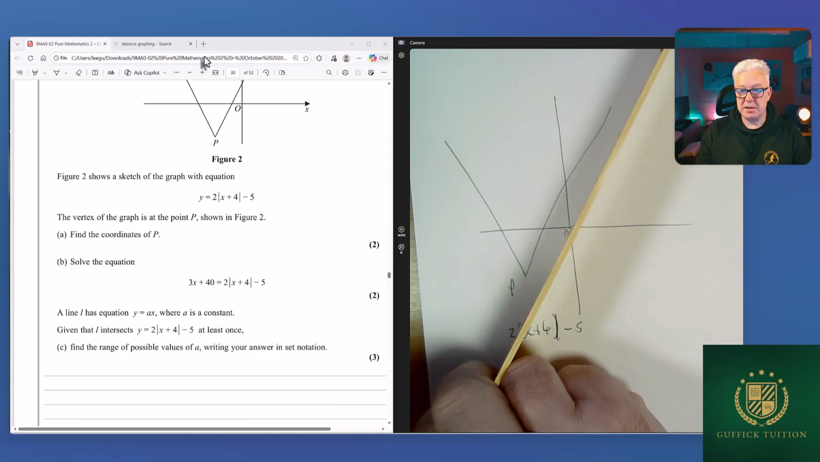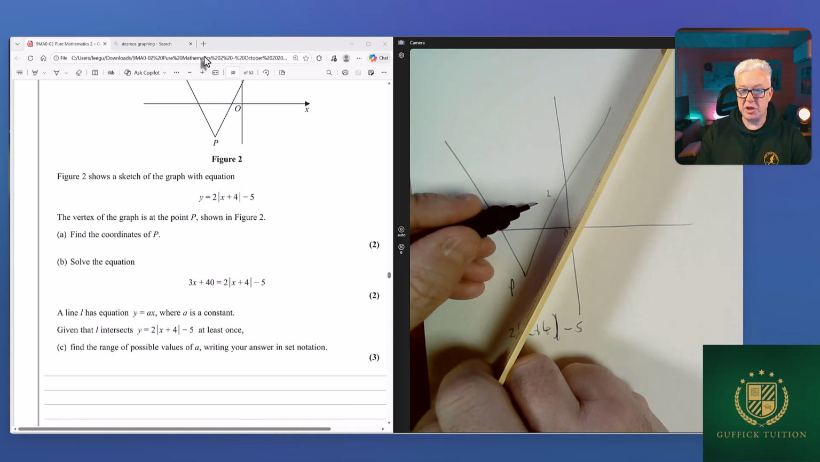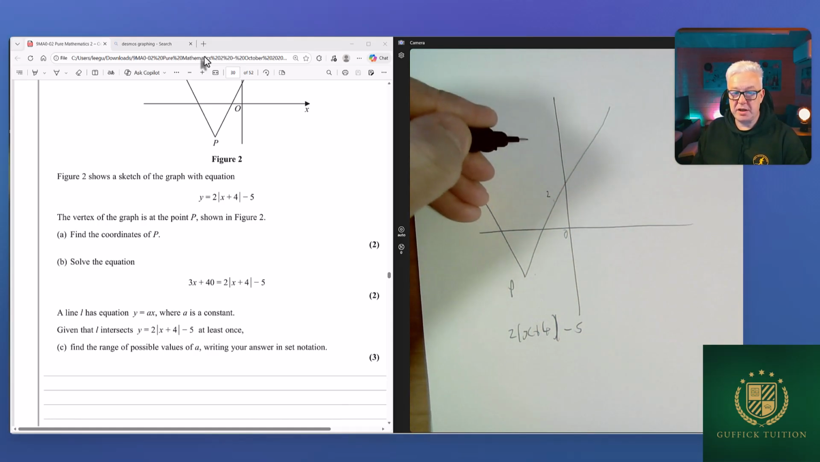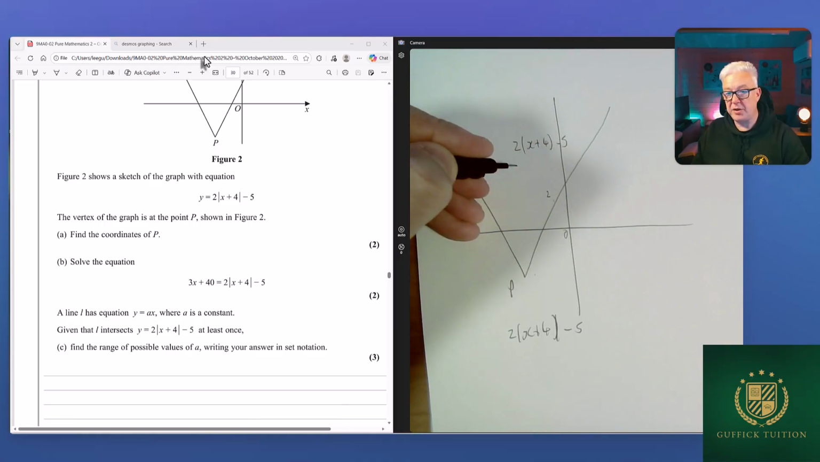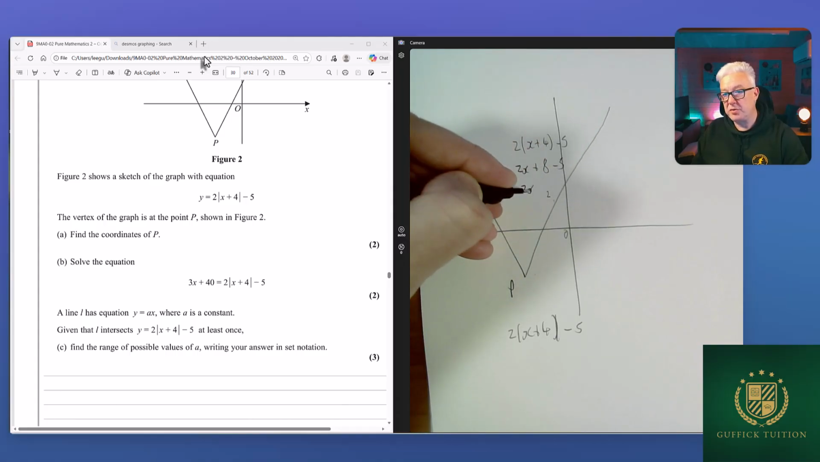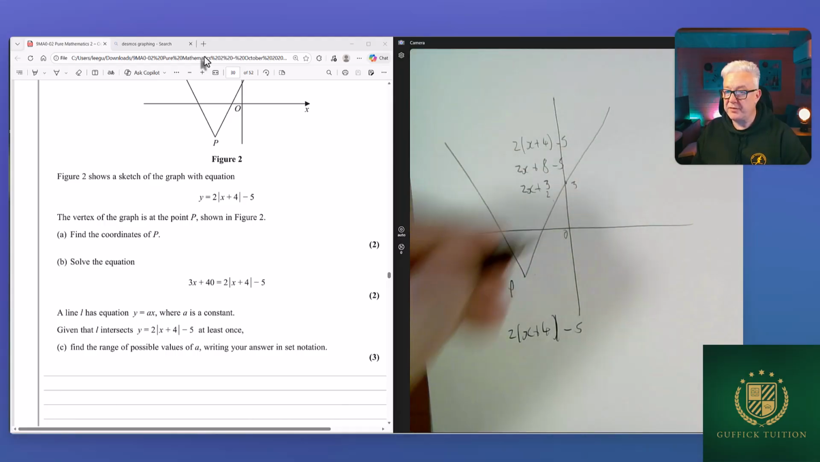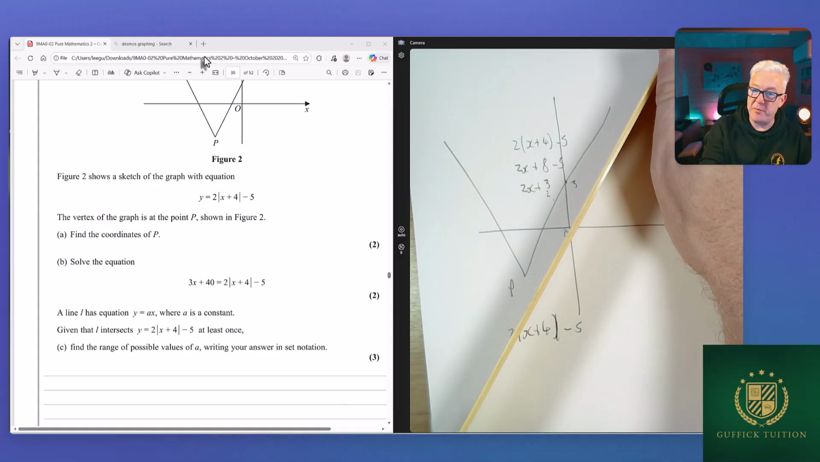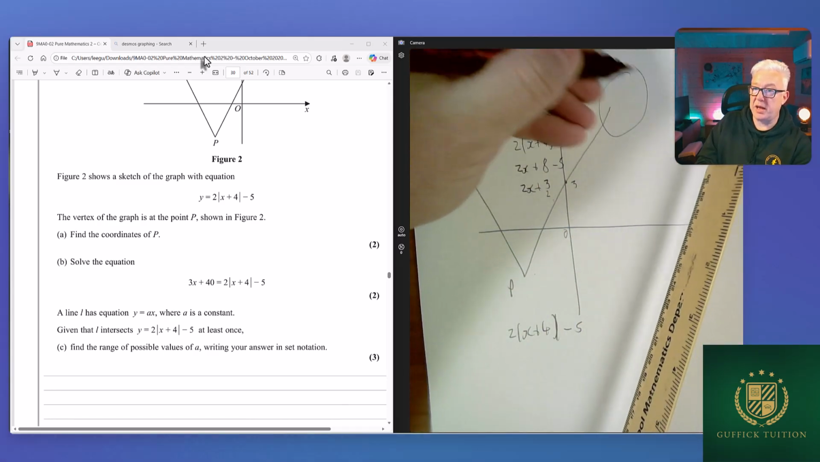Now the gradient of this line here is actually 2, okay, because we're imagining the bit where we've got 2x add 4 minus 5. This bit of the line is as though we had 2 open brackets x add 4 minus 5. In other words, 2x plus 8 minus 5. So in other words, 2x add 3. So the gradient of that line there is in fact 2. So therefore, if that gradient is any bigger than 2, then they're going to intersect at least once. They'll be intersecting somewhere up here.